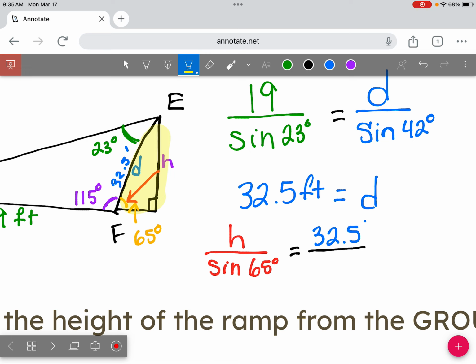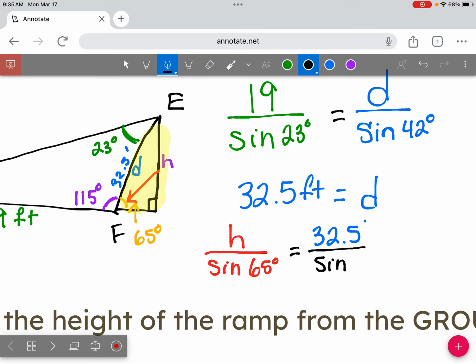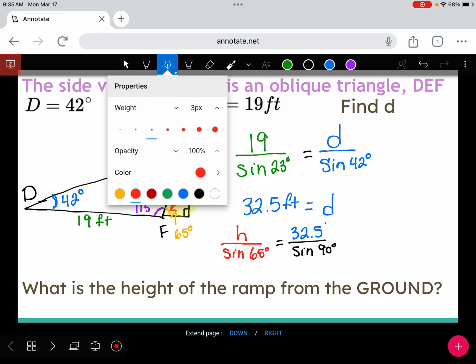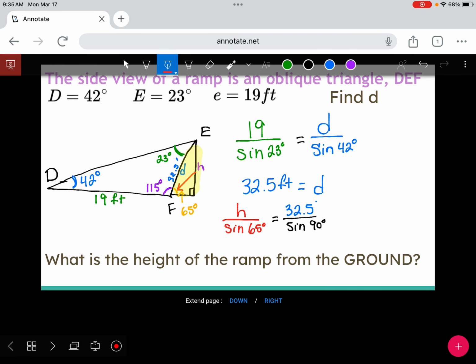We're trying to figure out H, so it is in a relationship with 90. So we can put sine of 90 degrees. And then the process is 100% the exact same. We multiply by sine of 65, and we get 32.5 divided by sine of 90.